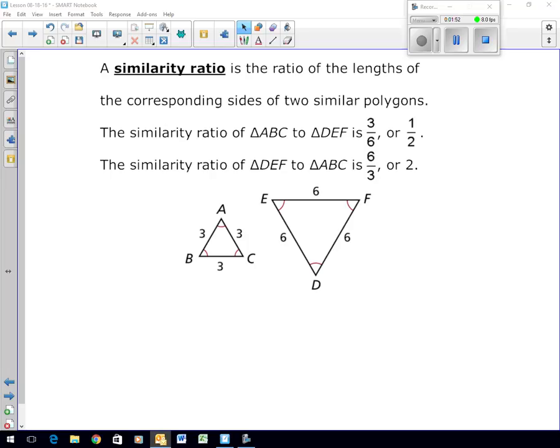This is getting into the side lengths, okay? The angles have to be the same, the side lengths have to be proportional. And we determine their proportionality based on what we call corresponding sides. We're going to talk about that word corresponding a lot. Corresponding means the same location on two different polygons.